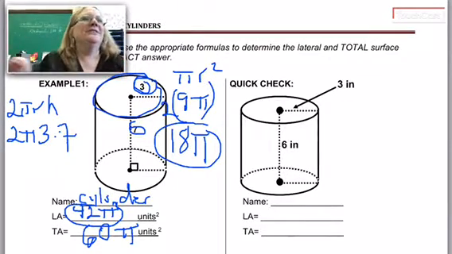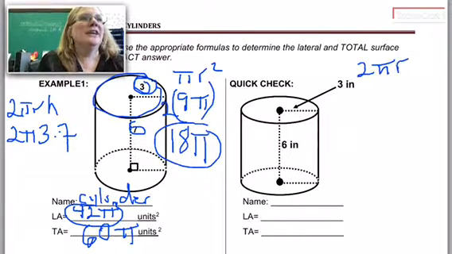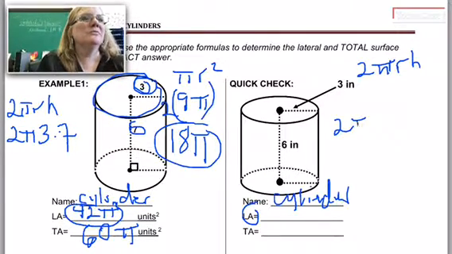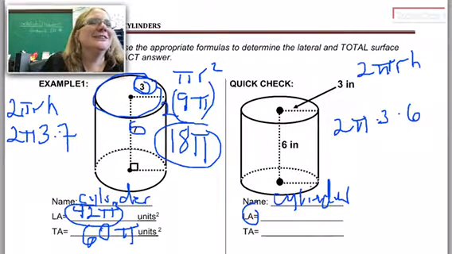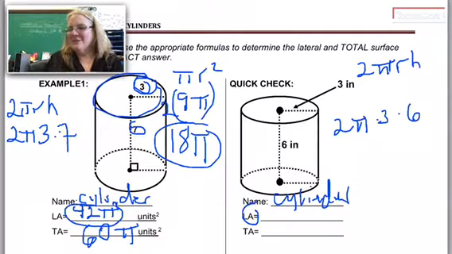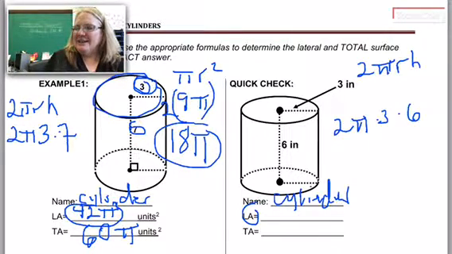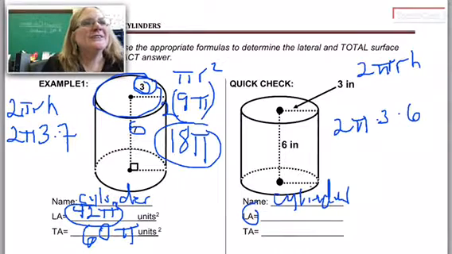Okay, I hope you did pause. We have 2 pi RH for the lateral, and this is a cylinder. So we have 2 times pi times the radius, which is 3, times the height, which is 6. For some reason it's 36, but I just want to double check because I hate putting the wrong answer online. So 18, yes, 36. So this is 36 pi.